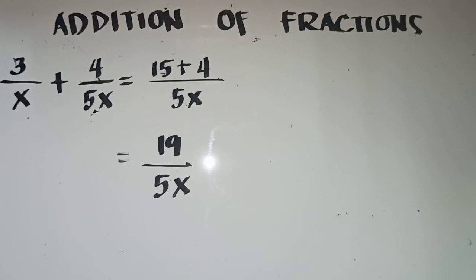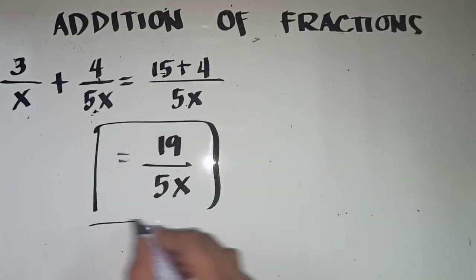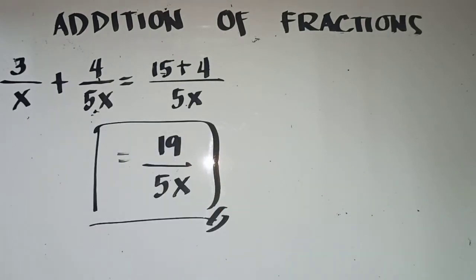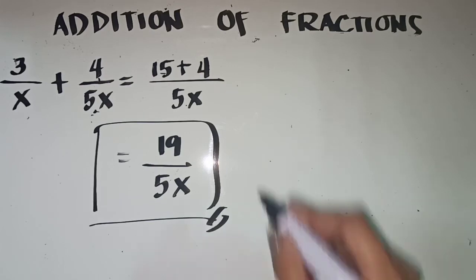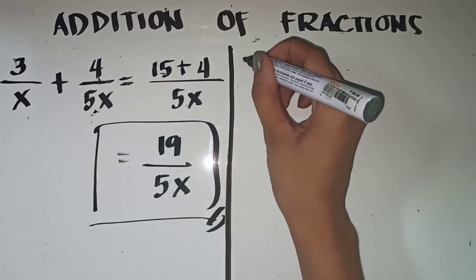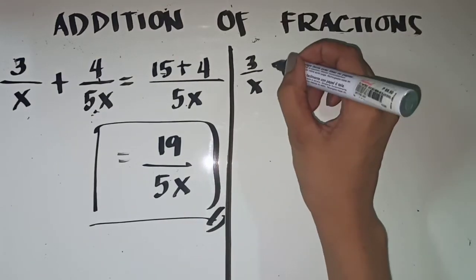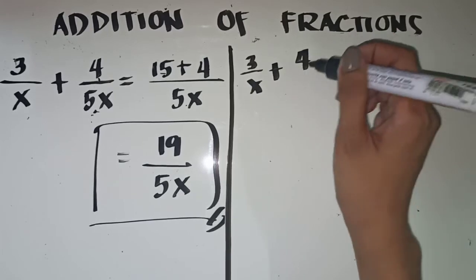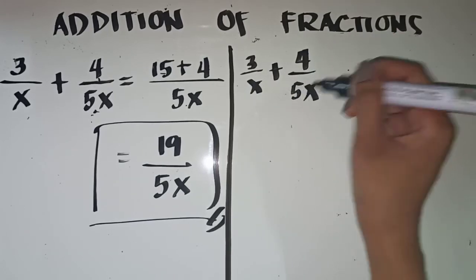So, wala na naman akong pwedeng i-cancel. Hindi ko na siya pwedeng i-simplify. Therefore, this is the sum of these two fractions. Okay, so next. Paano naman kung ang gagamitin ko is butterfly method? So, again, given the same example. So, 3 over x plus 4 over 5x.